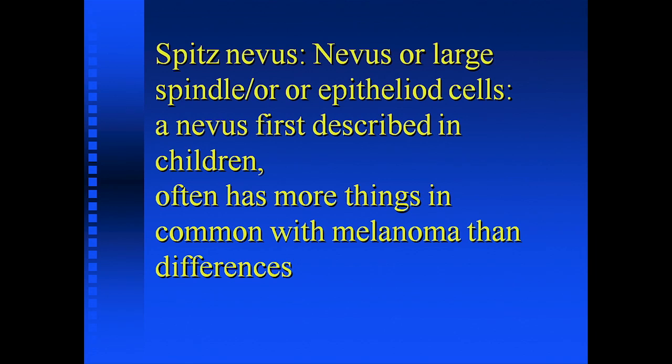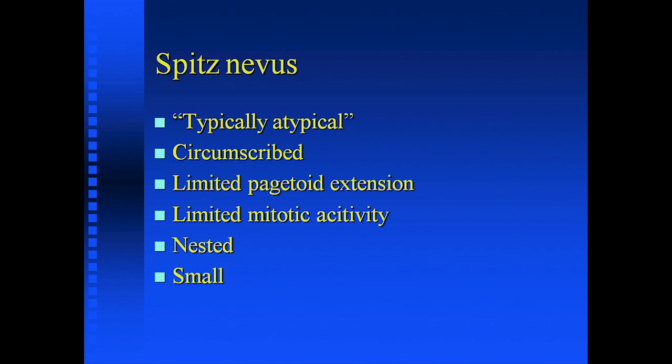Anyway, the problem about Spitz nevi, even when they're not atypical, is that it is quite clear that by histology they have more things in common with melanoma than they have differences. This is the thing I always teach the residents: don't be alarmed because these are difficult. And believe me, every time you look at one of these under the microscope, you get a little nervous, a little bit of palpitations and so forth. So this is what your standard Spitz nevus looks like. It's circumscribed, with limited pagetoid extension, limited mitoses, nested, and small.